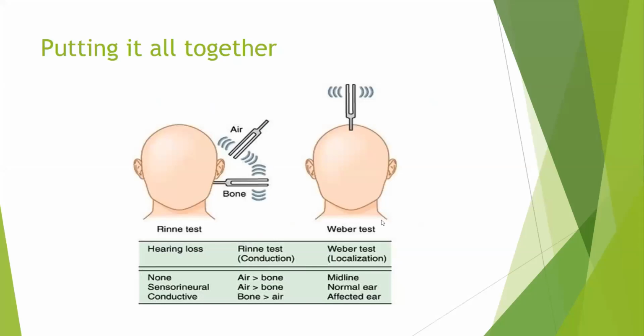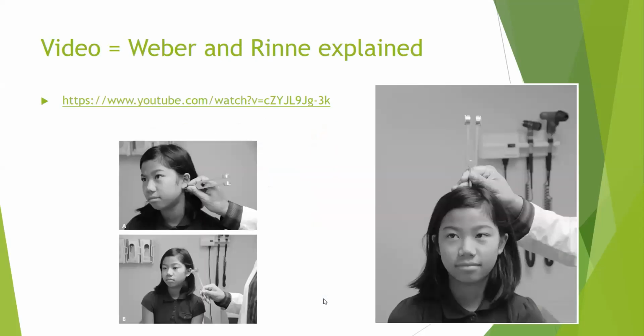So if we put it all together, you've got the Rene test, and normal with the Rene test is that air conduction is greater than bone conduction. So AC is greater than BC. And with sensorineural hearing loss, you still have air conduction greater than bone. And with conductive hearing loss, you're going to have bone conduction greater than air. So the Weber test localizes toward the side of a conductive hearing loss and away from the side of a sensorineural hearing loss. So let's try to distill this information.